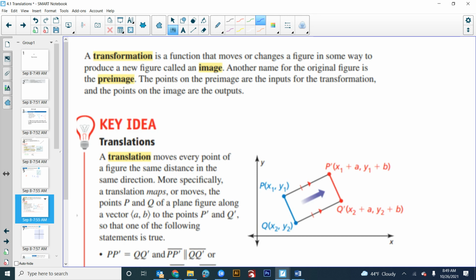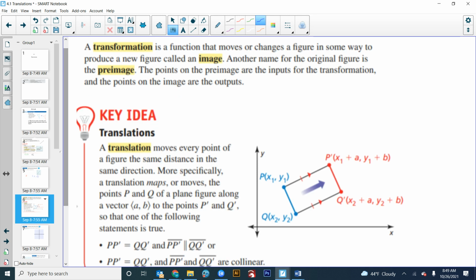Easy stuff. Next. Now this is not just for vectors. A transformation is going to be an all-chapter kind of thing. A transformation is the umbrella name that a translation falls under, a reflection falls under, a rotation falls under. In general, it's called transformations. So a transformation is a function that moves or changes a figure in some way to produce a new figure called an image. So image is the new figure. Pre-image is the original. That kind of makes sense. Pre means before, right?